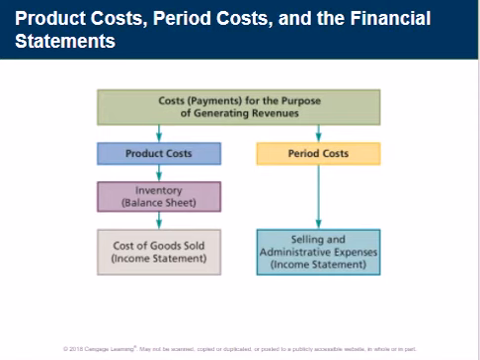Product cost, period cost, and the financial statements. So in this diagram, we see costs, or payments for the purpose of generating revenues. We have both product cost and period cost. From product cost, we have inventory, which is found on the balance sheet, and we have cost of goods sold, which is found on the income statement. Under period cost, we have selling and administrative expenses, which are listed on the income statement.